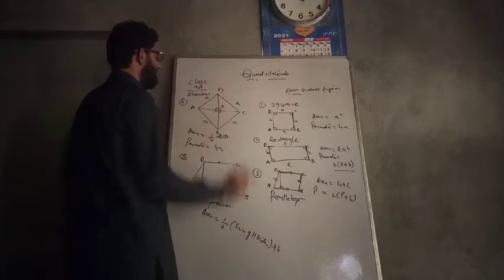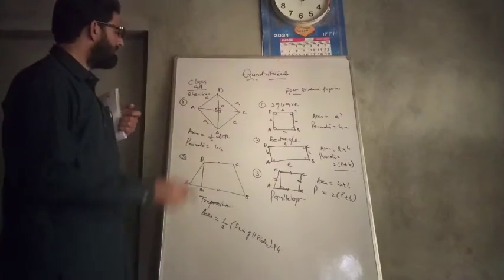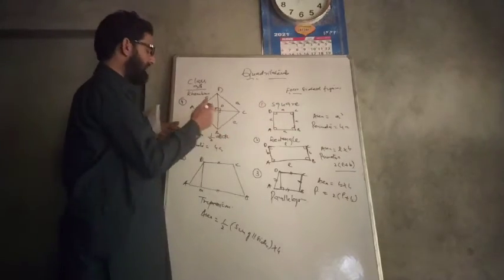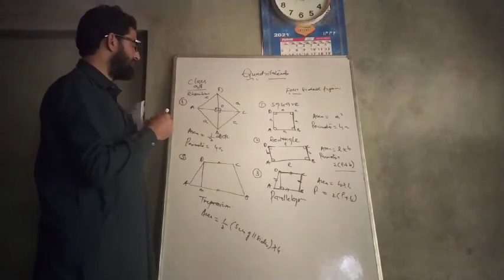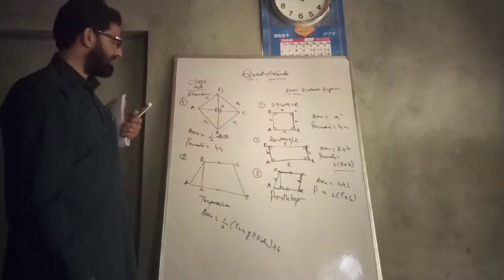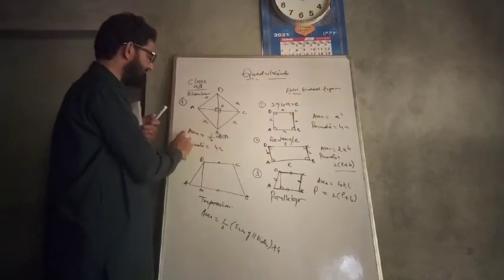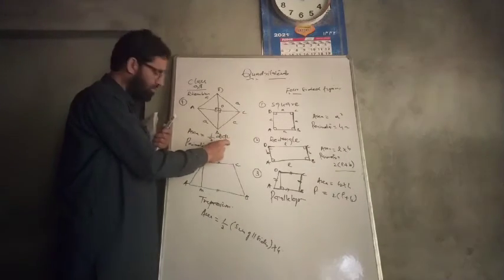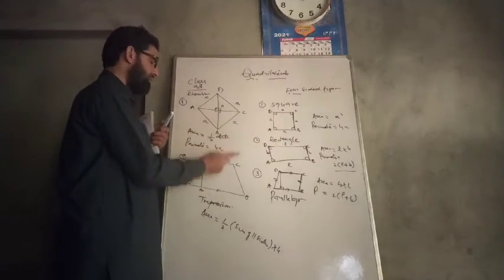Rhombus. For a rhombus, you know that all sides are equal like a square, but here all angles are not equal to 90 degrees, and its diagonals bisect each other at right angles. Its area is given by 1/2 D1 into D2, diagonal number 1 into diagonal number 2, and its perimeter is again 4A.